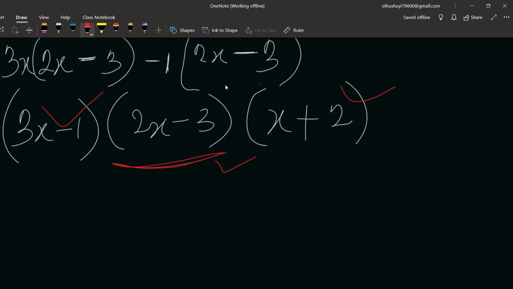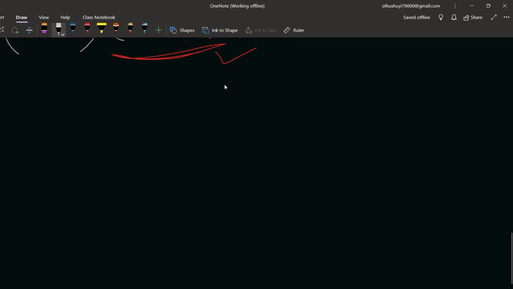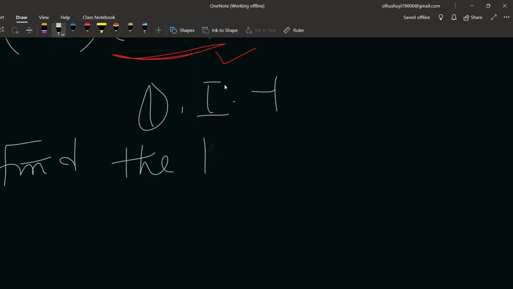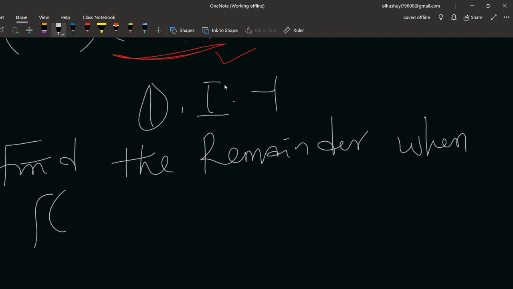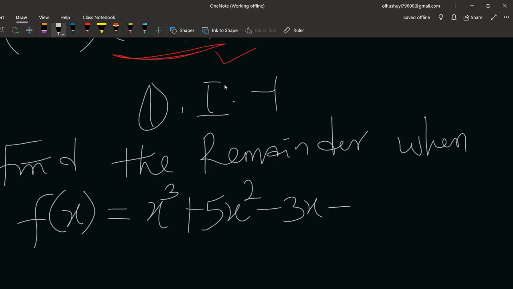Let me see if you will get this out. You can solve this by yourself. It's a DIY. I love giving my students DIY after examples. So you can find the remainder. Find the remainder when f of x is x cubed plus 5x squared minus 3x plus 6. Well, let me use minus 6.